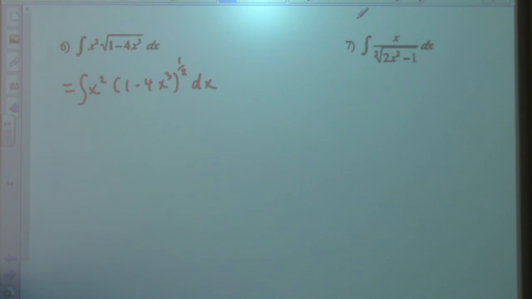Does anybody have trouble figuring out what to let u equal to here? Because I think if you get off to that, and from there see how you're going to cancel out that x squared, then you know you're on the right track. I don't even know if you could possibly work this one out without doing a u substitution.